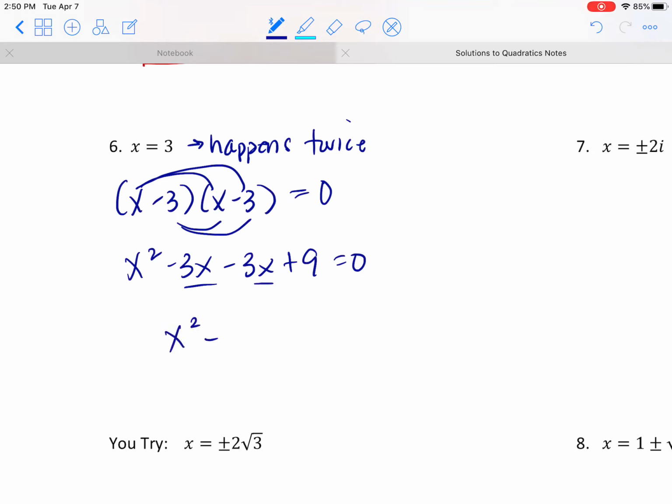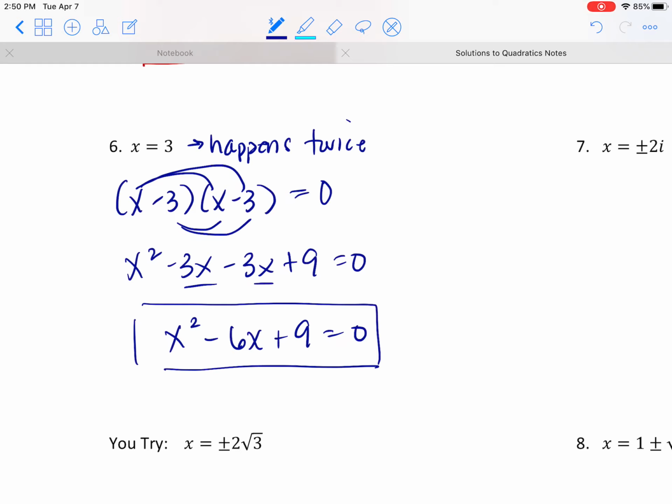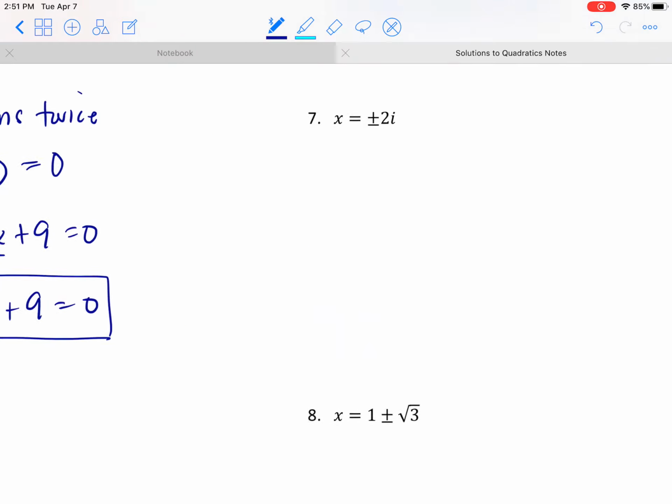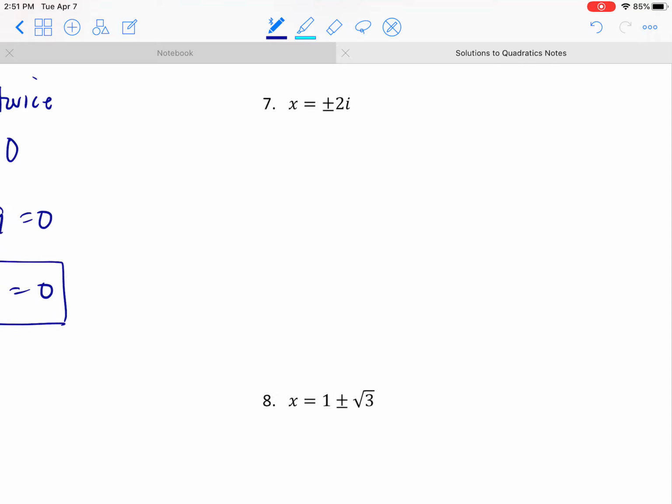So we have x squared minus 3x, and then plus 9. And then combining the like terms, x squared minus, wow, I'm getting really sloppy here. x squared minus 6x plus 9 is our equation. Okay, so if you're only given one solution, it's because that one solution has a multiplicity of 2. It happens 2 times, so you're going to have the same factor twice in your equation.